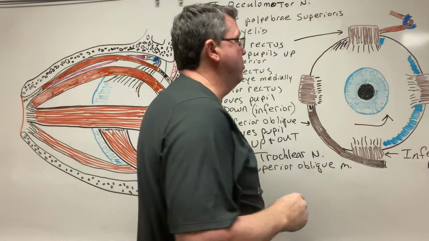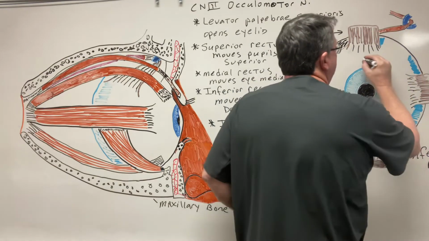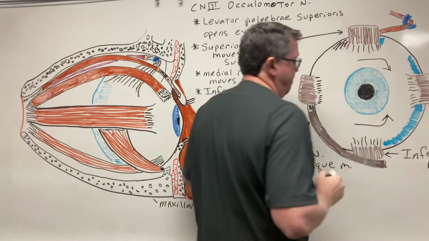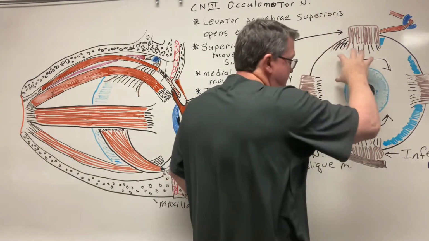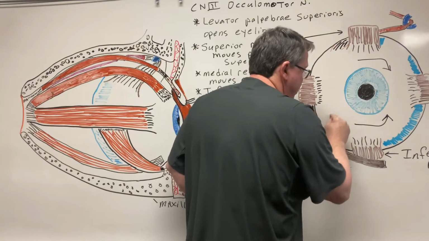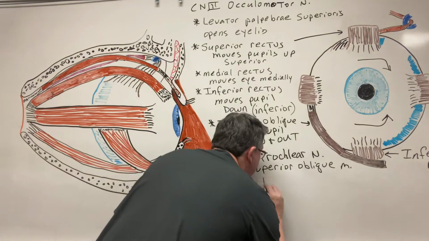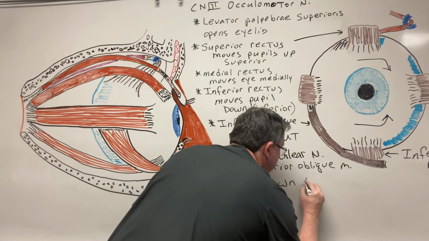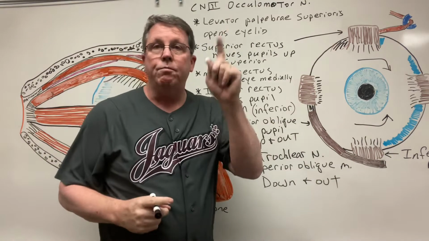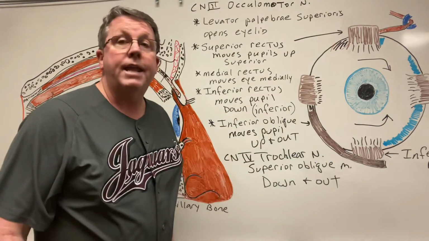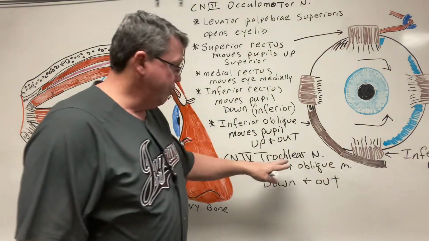Now, when this muscle contracts and goes that way, it's going to cause the pupil to go this way, right? As this contorts, it's going to come down, and go this way. So my superior oblique is going to move the eye down and out. So it's kind of the opposite. My inferior oblique moves it up and out. My superior oblique moves it down and out. Okay, so that's it for cranial nerve number 4, the trochlear nerve.